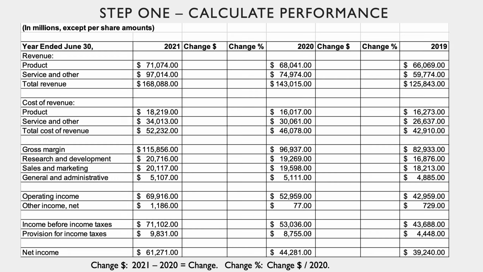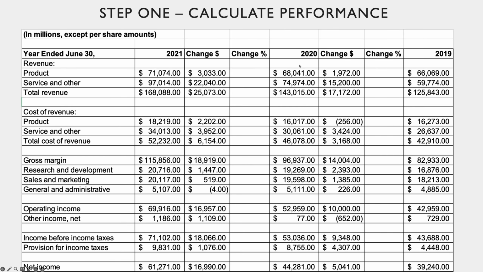Converting it into percentages is super easy. There's the formula right here at the bottom. We've got 2 columns here: change dollars and change percentages. To calculate the change dollar, you take the current year, in this particular case 2021, so you take this 71,074 and subtract the previous year's same line item, so 71,074 minus 68,041. Just basic subtraction: current year minus past year.